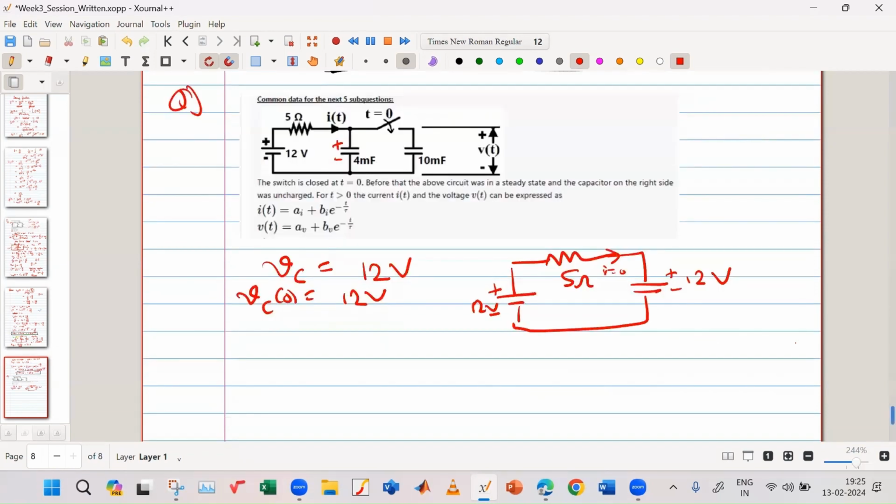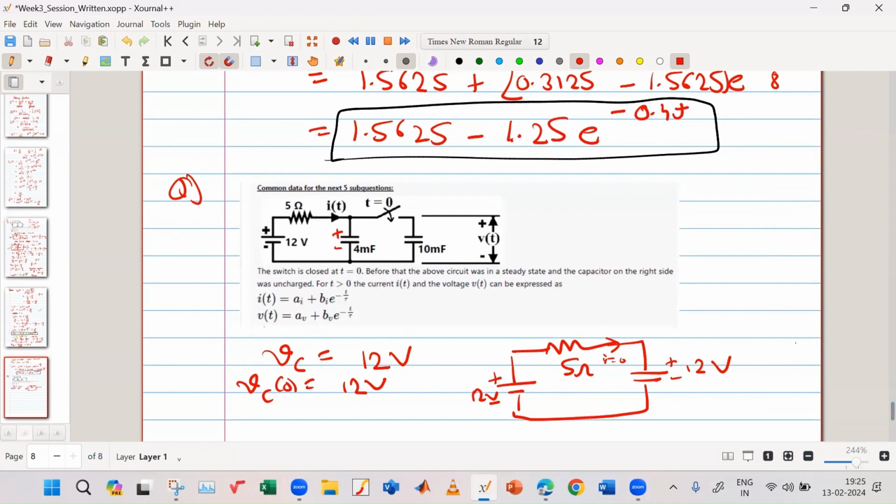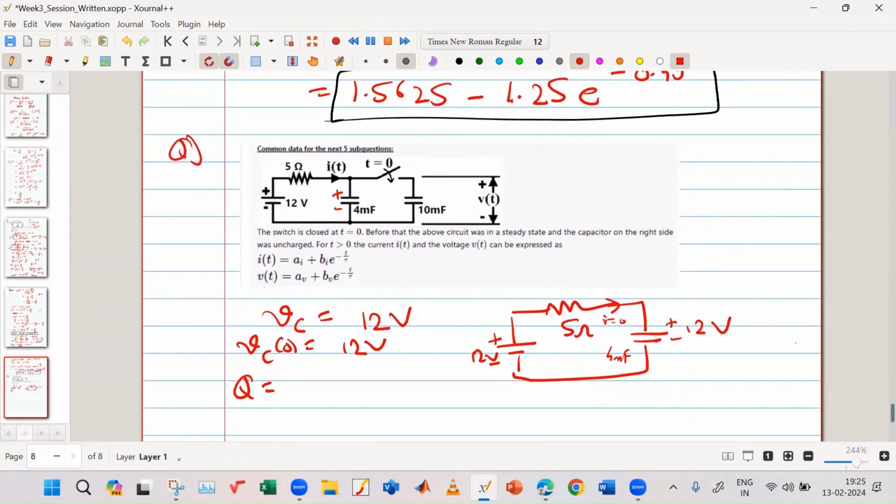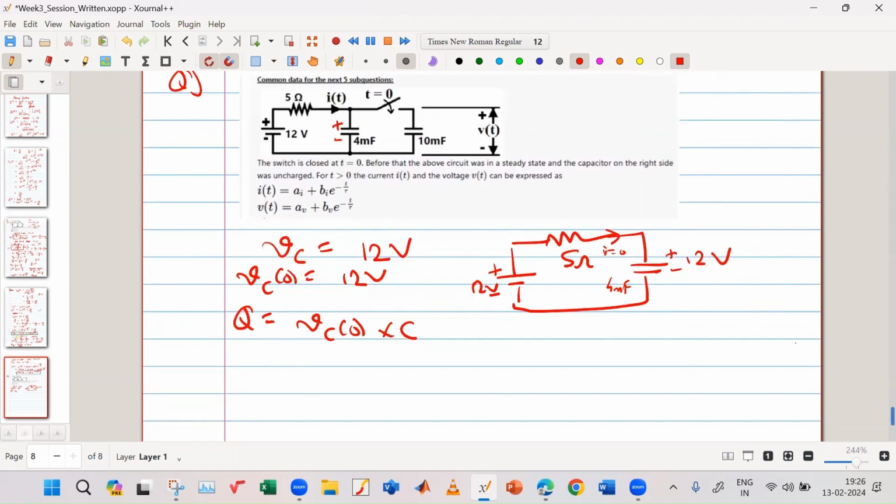So can you tell me how much is the charge stored in this capacitor? This capacitor is 4 millifarad. Q is equal to VC, VC of 0 into C. So that is equal to 12 into 4 into 10 to the power minus 3, which is 48 milli... Coulomb. Yeah, so this is important.